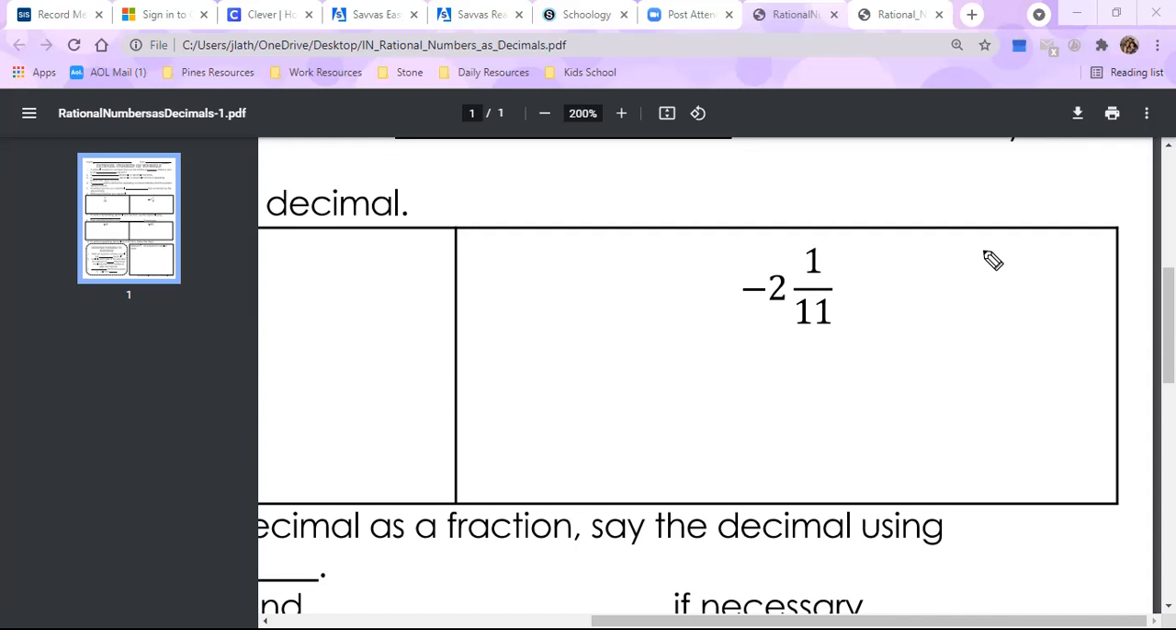So what is -2 and 1/11? It's going to be -2 decimal 0.09 repeating. So it's going to be 090909 until infinity. To infinity and beyond. All right.